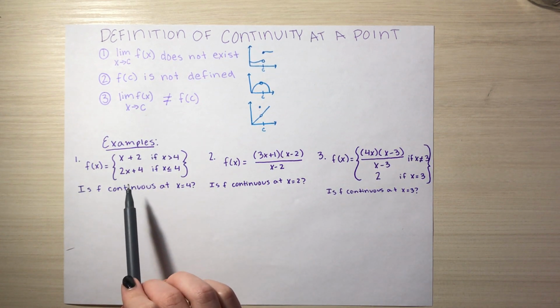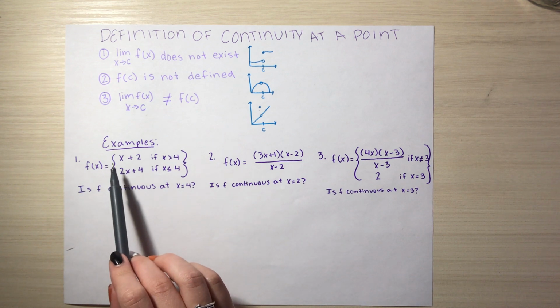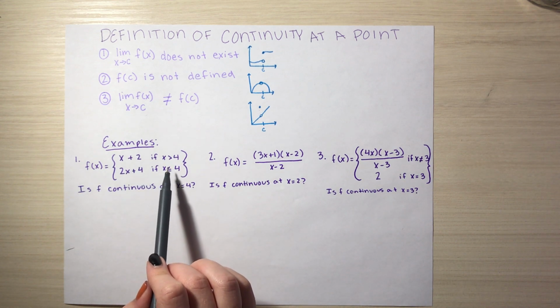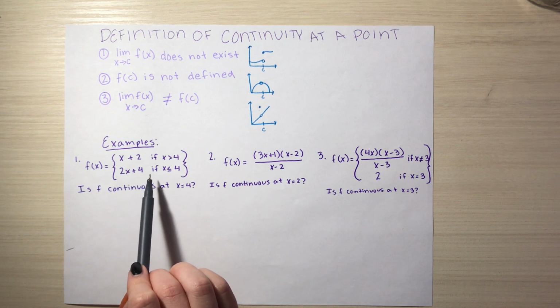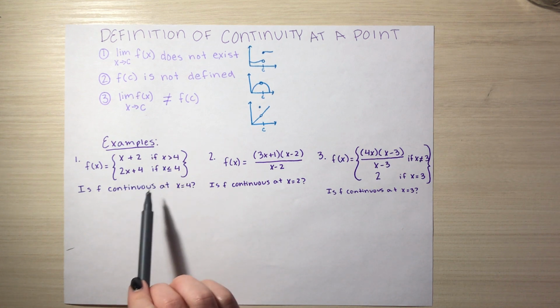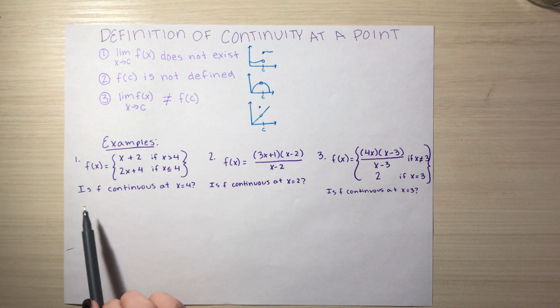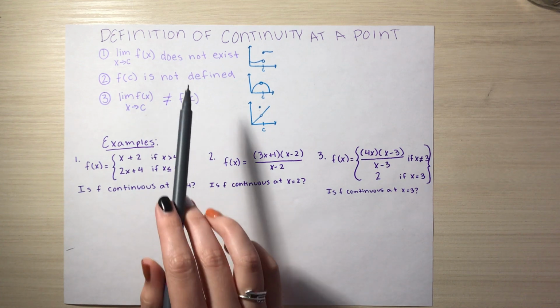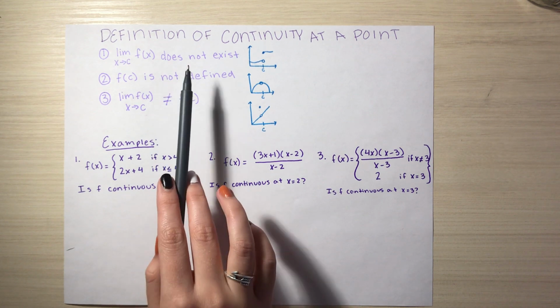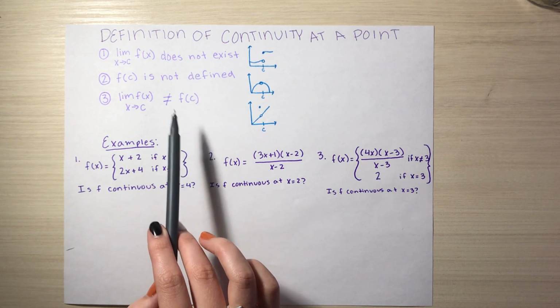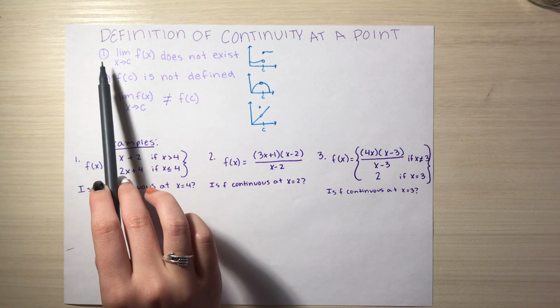Number one, we have a piecewise function, f of x equals x plus 2 if x is greater than 4, and 2x plus 4 if x is less than or equal to 4. So the question is, is f continuous at x equals 4? We're going to look at our three rules, our three instances in which the function would be discontinuous. We're going to look at number one first.